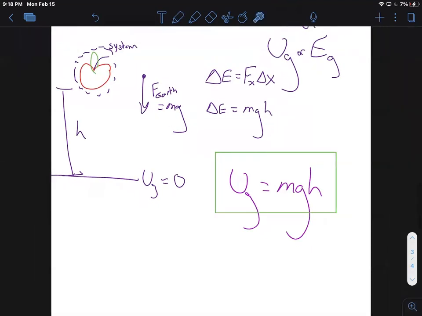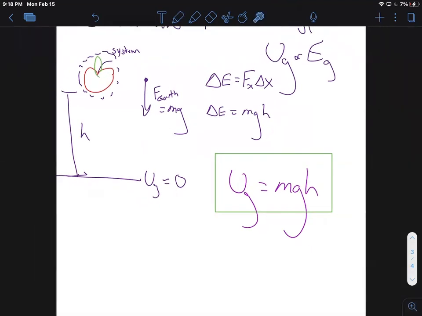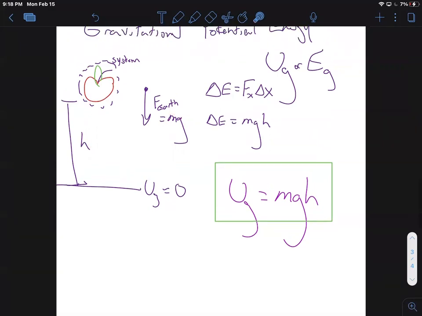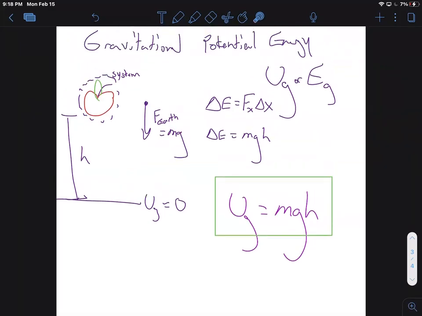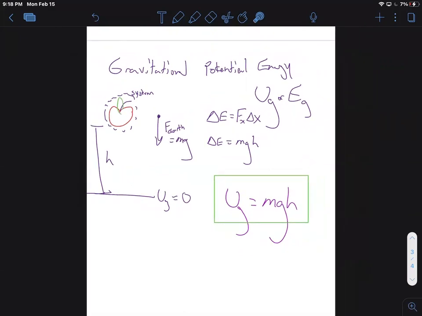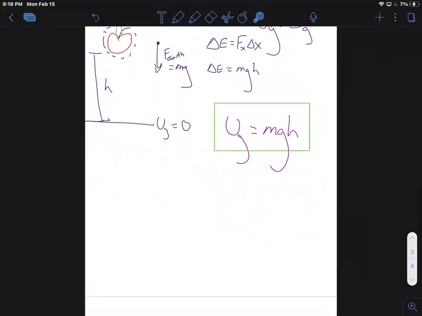Another way to think about this one is to think, well, how much work would I have to do to lift the apple up to this height? Well, I'd have to push up with at least mgh to beat this gravitational force. I'd have to push up with mg the other way. I'd have to do it for height h. I'd have to do mgh work to give it that much gravitational potential energy.